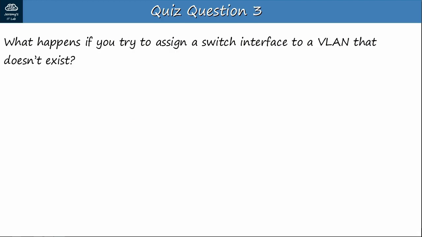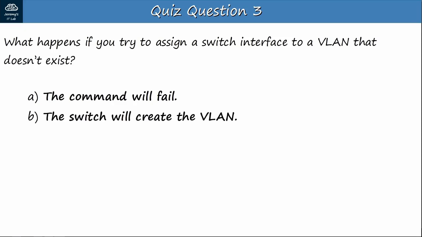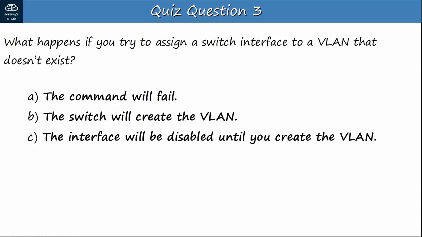What happens if you try to assign a switch interface to a VLAN that doesn't exist? A. The command will fail. B. The switch will create the VLAN. C. The interface will be disabled until you create the VLAN. Or D. All VLANs exist by default. Pause the video to think about your answer.